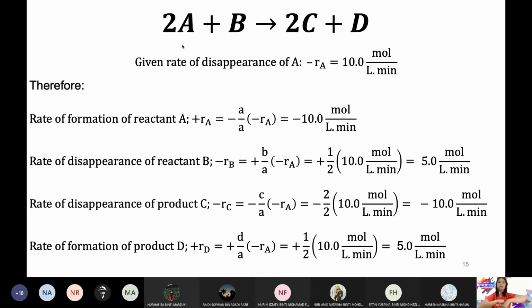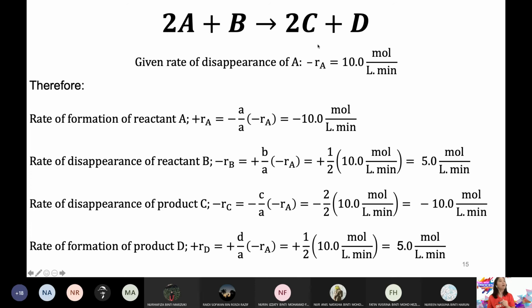Okay? And the last one is product D. Product D nak tahu rate of formation. So tadi dikira rate of disappearance. All of a sudden now they want to find rate of formation for D. So rate of formation positive R, product D positive RD. So positive RD, the number is a positive number. Why? Because rate of formation of D is a product, D is indeed form. I want to find rate of formation, D is really formed, so the number become a positive number.